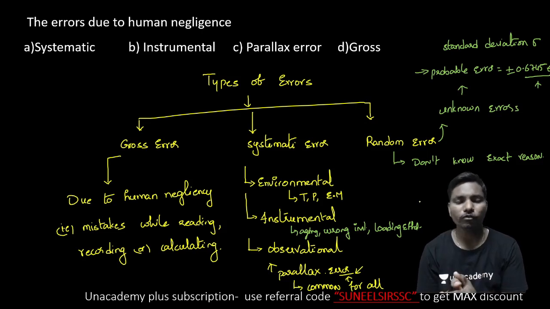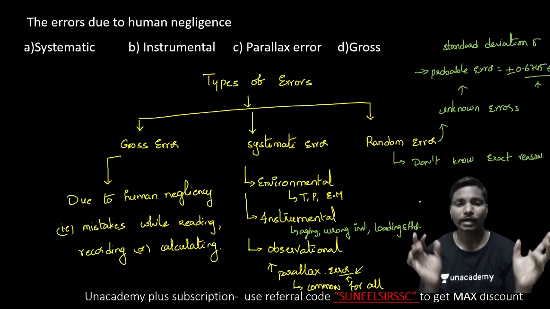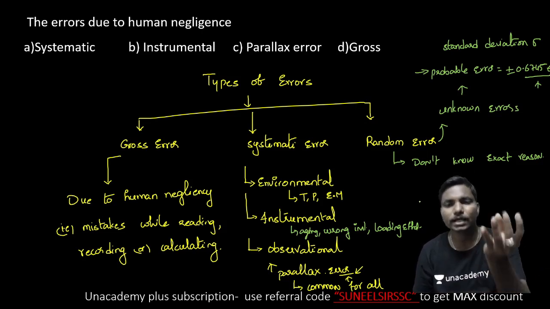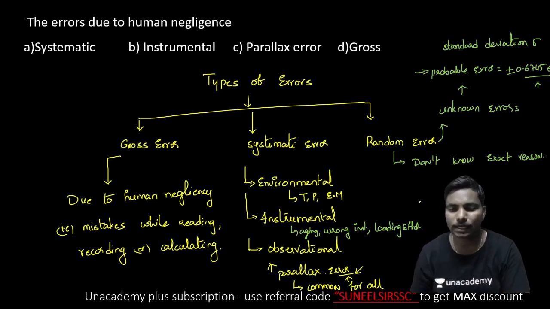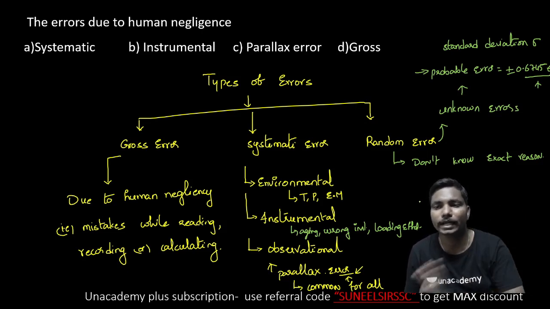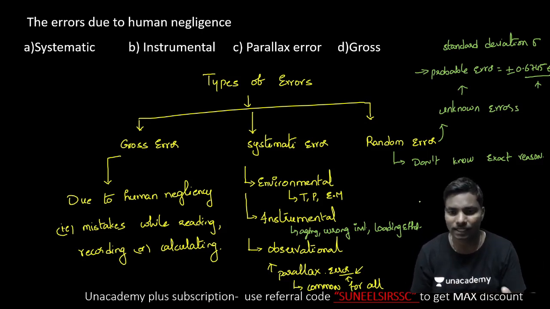I think all of you get the idea about the types of errors. Once again, errors are mainly three types: gross error, systematic error, random error. Gross errors are due to human negligence. Systematic errors include environmental, that is temperature, pressure, electromagnetic fields. And instrumental errors are due to aging effect or wrong instrument.